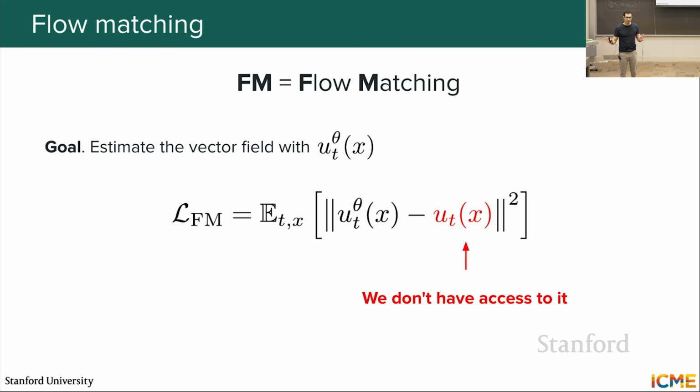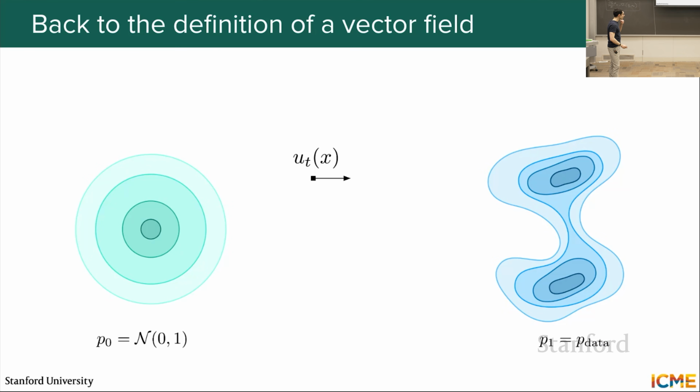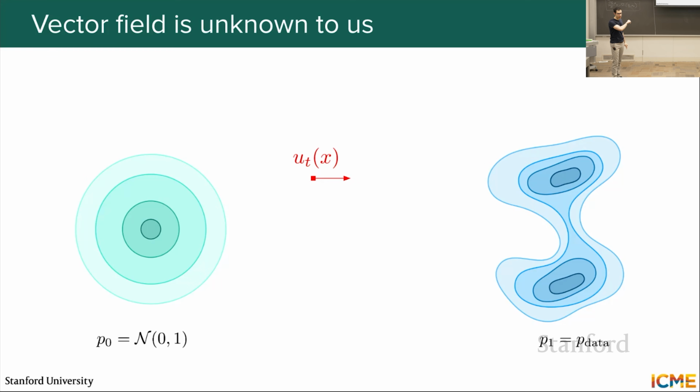So we're going to see how we can compute this loss and indeed optimize on theta in order to find our vector field. Just remember that the problem that we have is we have an initial data distribution and a target data distribution. And what we care about is finding this u_t of x, which will allow us to go from p0 to p1. That is our goal.